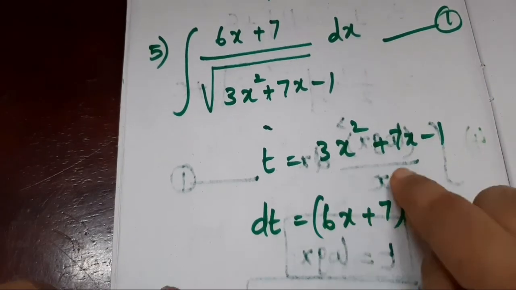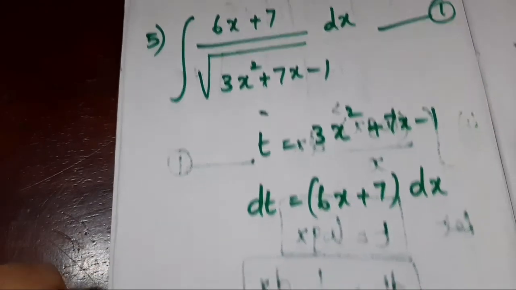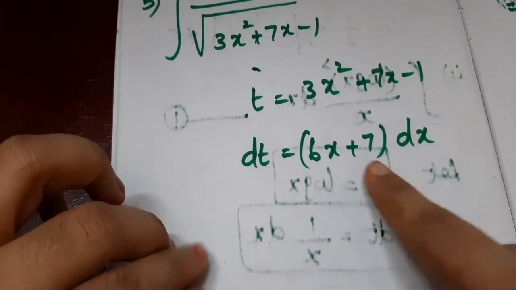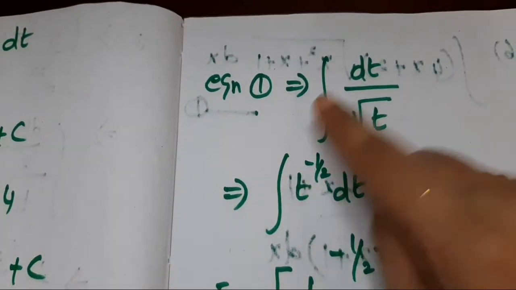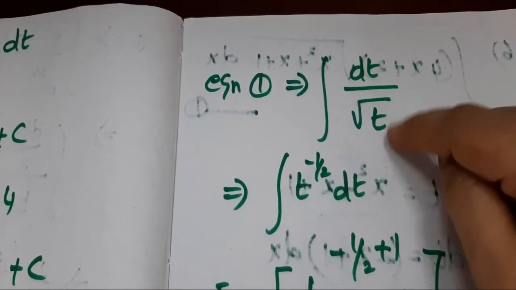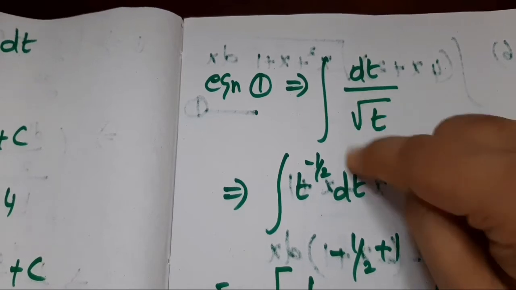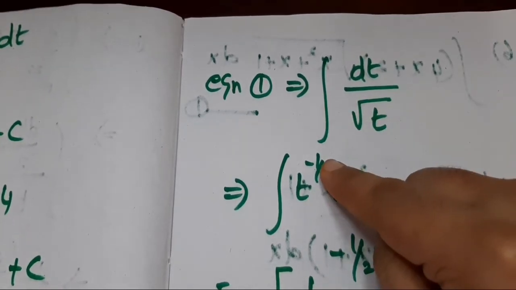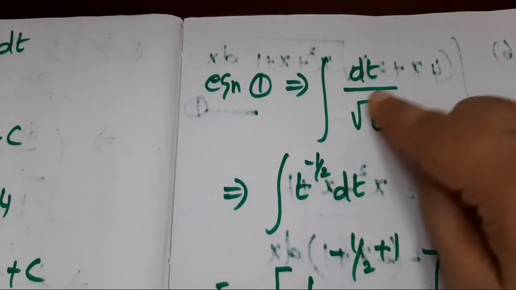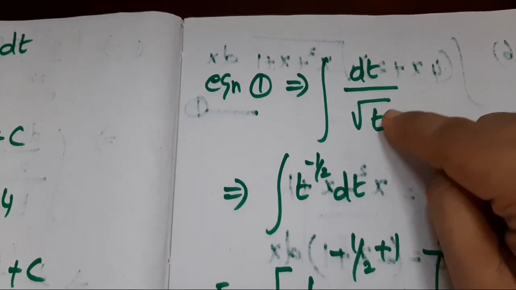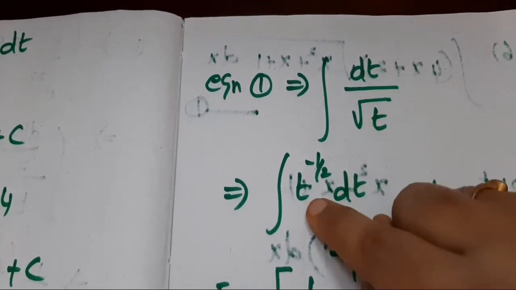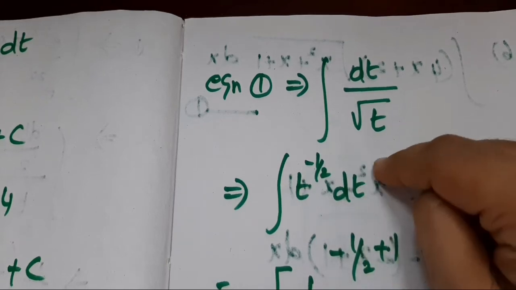T is equal to 3x square plus 7x minus 1. So dt is equal to 6x plus 7 into dx. So the first equation will become integral of dt by root t. So root t I can write as t power minus 1 by 2, because the root t is in the denominator. I want to take to the numerator. This can be written as t power minus 1 by 2 dt.